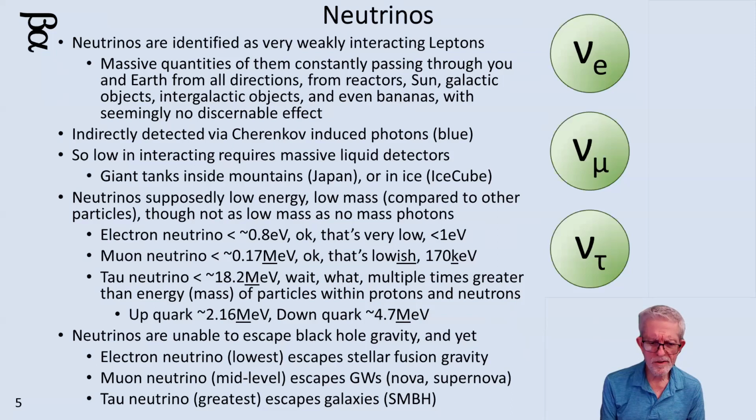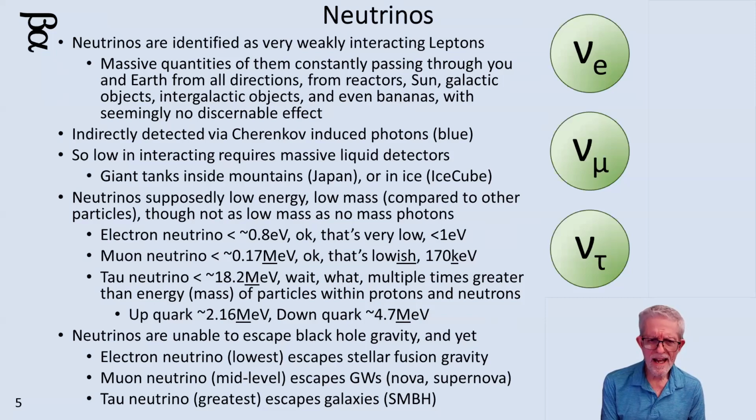But tau neutrinos that come from other galaxies, they're these really energetic ones, and they have enough energy to actually escape other galaxies, the collective gravity of another galaxy. So when they tell you things like neutrinos can't escape black holes, like, okay, so they can escape fusion, they can escape novas and supernovas, and they can escape entire galaxies, including the supermassive black hole at the center of a galaxy. What makes you think neutrinos can't escape a black hole? I think they ignore them, my opinion. I think that they're just as irrelevant to black holes as they are to anything else.